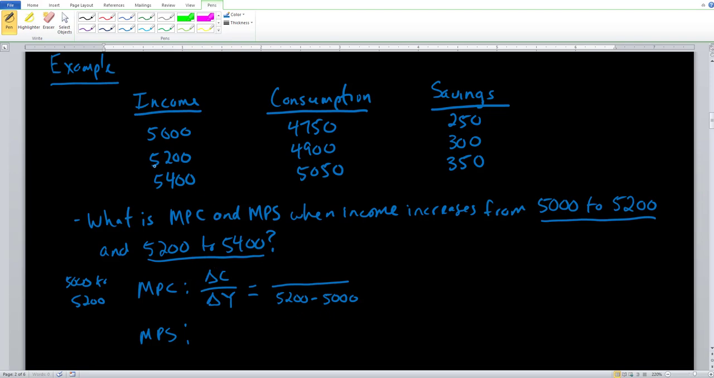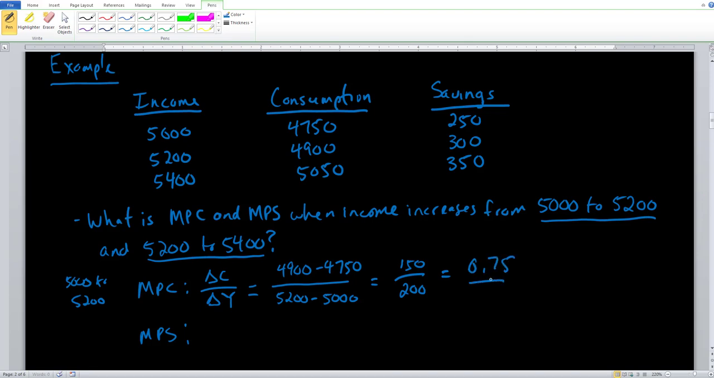From the first row to the second row, our consumption went from 4,750 to 4,900. So here, the ending value, 4,900, minus the initial value, 4,750. And then you find out the change in consumption there. So just the difference as we go from row 1 to row 2. Simplify this down, we have 150 over 200, and this will give us 0.75.